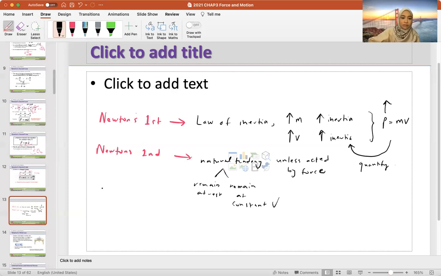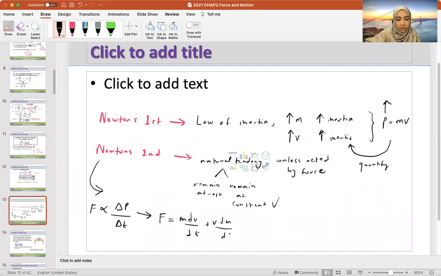Then Newton's second law tells us that F is proportional to the change in momentum over the change in time. This is equal to F equals m dv/dt plus v dm/dt. If mass is constant, then F equals ma. So that is your Newton's second law.